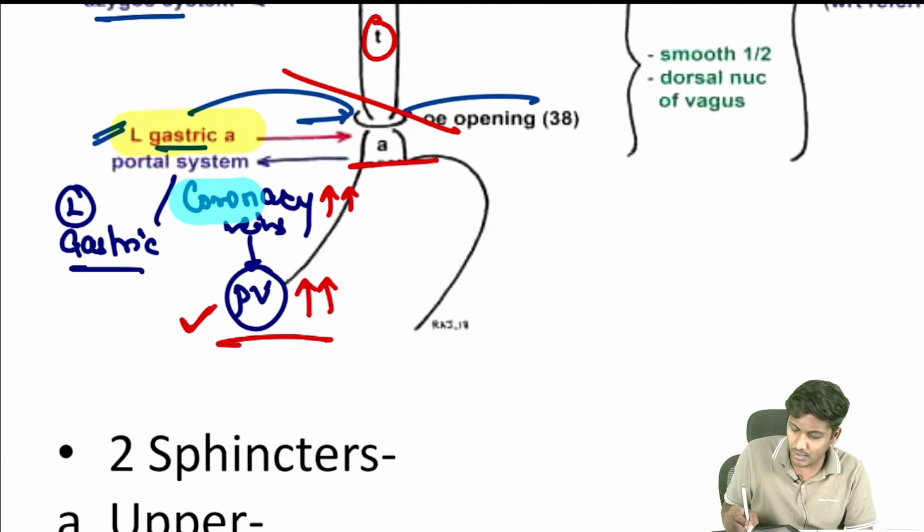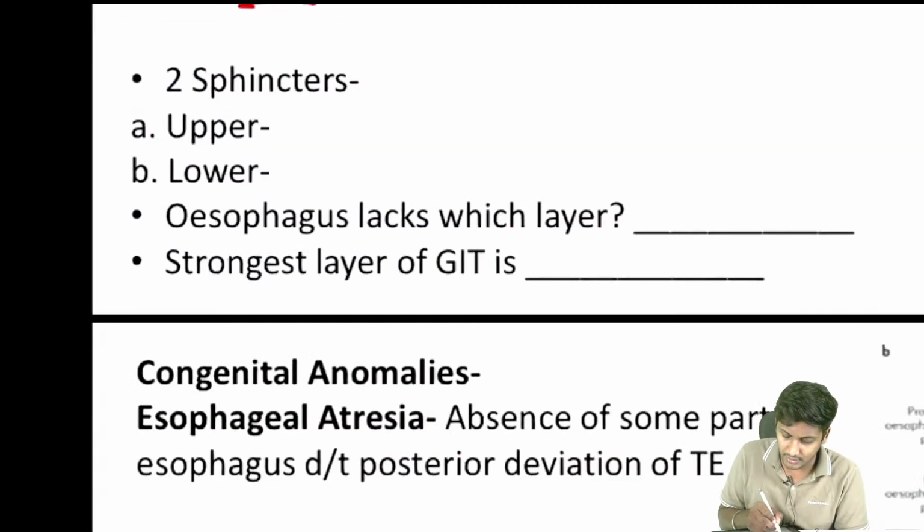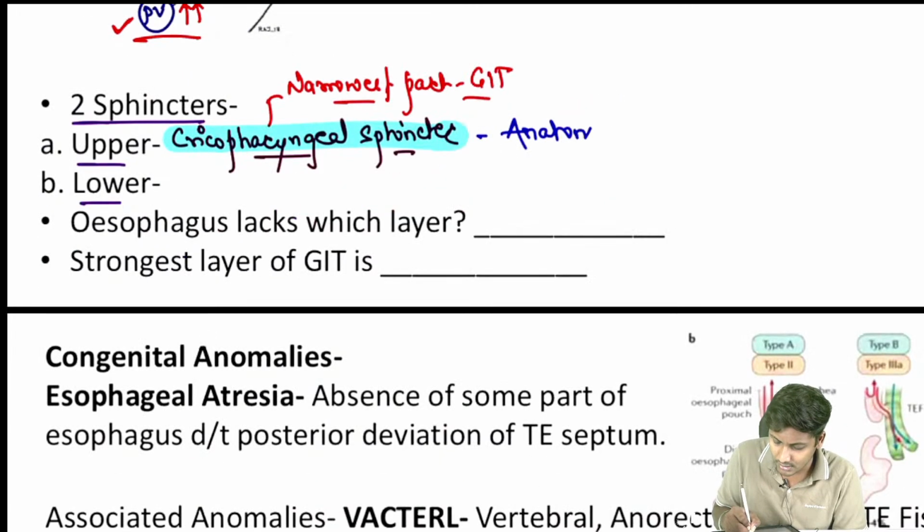And you have to remember one important thing. As I've told you already, it is at the level of C6 that we have already discussed. Important is this cricopharyngeal sphincter. It is anatomical as well as a physiological sphincter. अब ये क्या बला होती है? What do I mean by this term? It is anatomical plus a physiological sphincter.